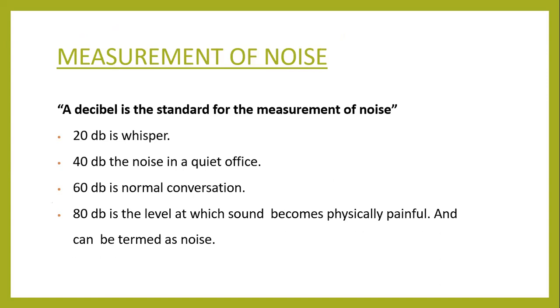Right. Next is how to measure noise. Decibel is the standard for the measurement of noise. There are different levels for different types of noise. For example, a whisper is 20 decibels. Quiet noise in a quiet office is 40 decibels. Normal conversation is 60 dB, meaning decibels, and 80 decibels is the level at which sounds become physically painful and can be termed noise. So 20, 40, 60 is the normal range of noise. If the sound increases above 60 or 70 decibels, it becomes physically painful, right? So it is termed noise.